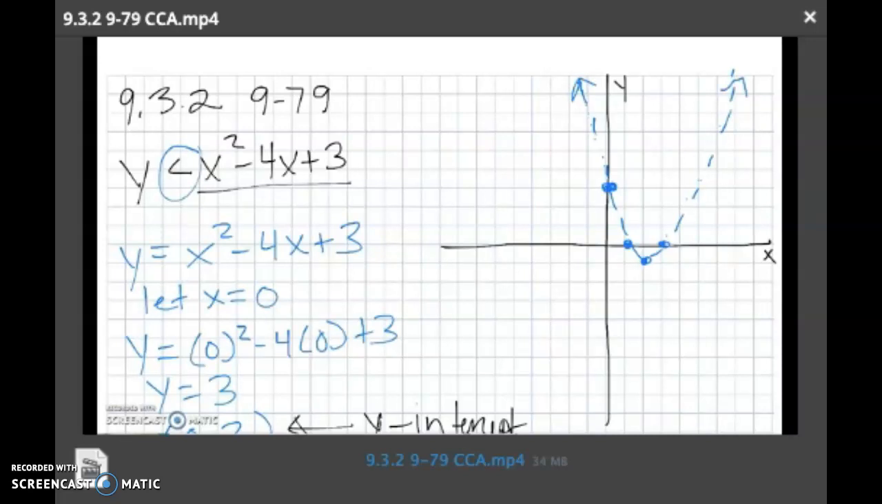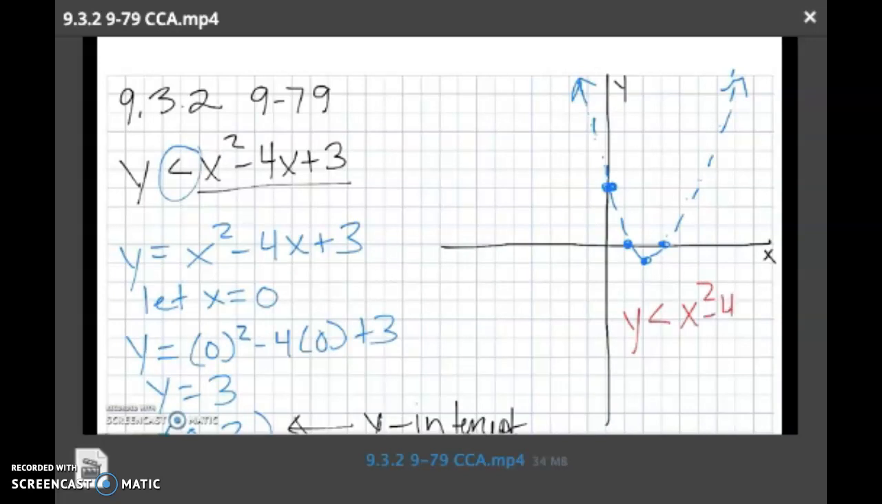Okay. All right, so now that we have our boundary line, we are going to go back to the inequality we started with, and we're going to test a point. We only need to really test one point. You can test more than one to double check your work, but I'm going to rewrite this here.